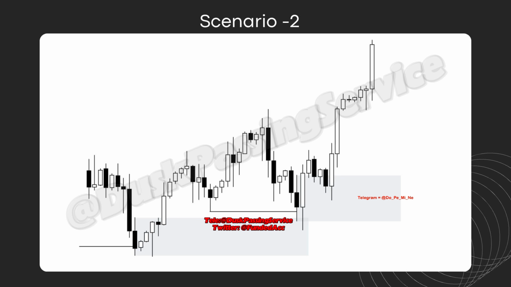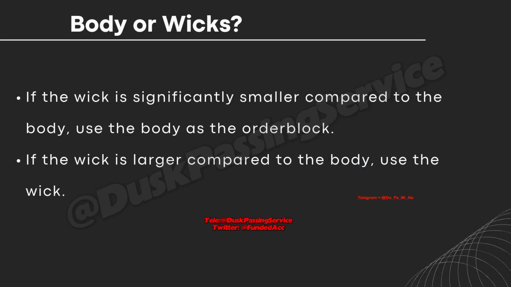Now let's move over to another example. So here again, another way of choosing between the body and the wick is by looking at the size of the body and the wick. So if the wick is significantly smaller compared to the body, then you can just use the body as an order block even if price has closed above or below the wick, right? But in case the wick is larger compared to the body, then you can include the wick too and use the wick and the body as a whole as an order block.